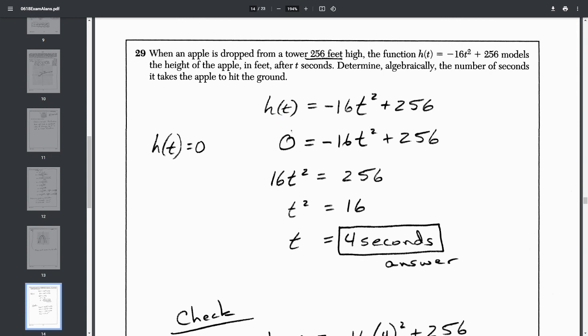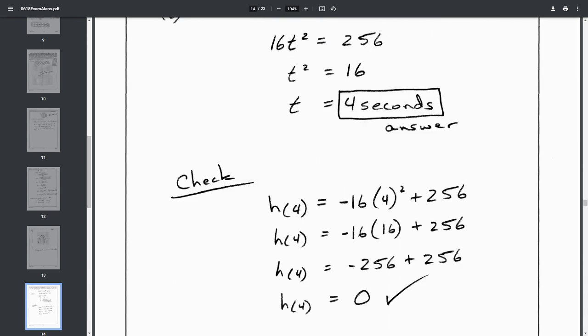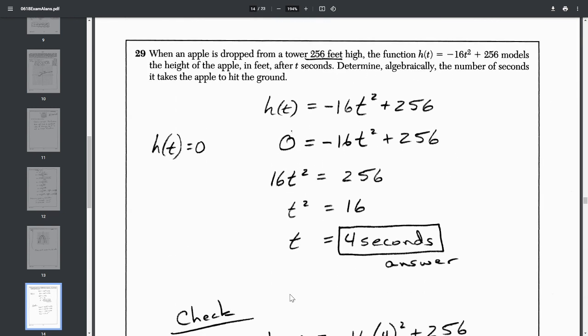To solve it, you would just put the 256 over here and then divide both sides by 16. And then to get rid of the squared, you would square root. You could also graph it and then see where it hits the x-axis. And it would hit the x-axis at t is 4.